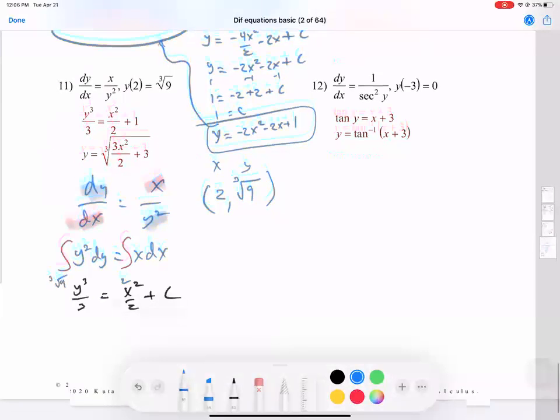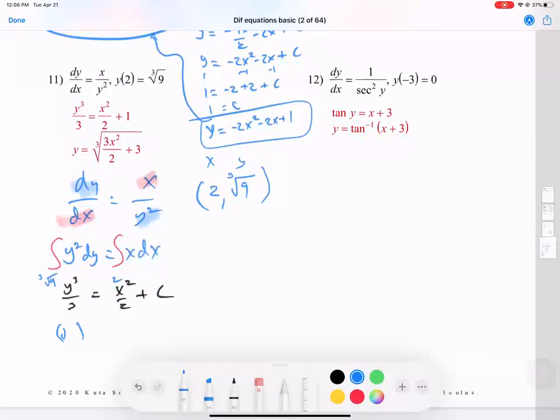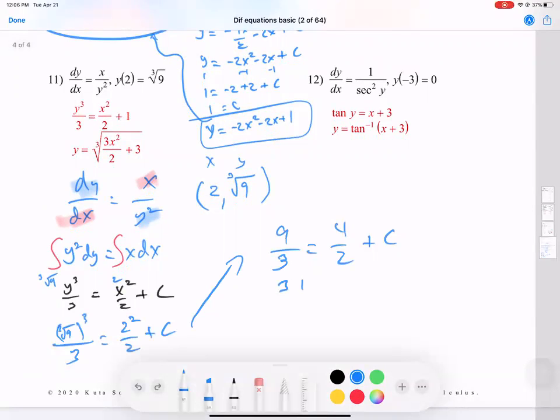So if I plug it in, it'll be the cube root of 9 cubed over 3 is equal to 2 squared over 2 plus c. The cube root and cube get rid of each other, and we're left with 9 over 3 is equal to 4 over 2. That's 3 equals 2 plus c. c has to be 1. Oh my gosh, that's what our c is.